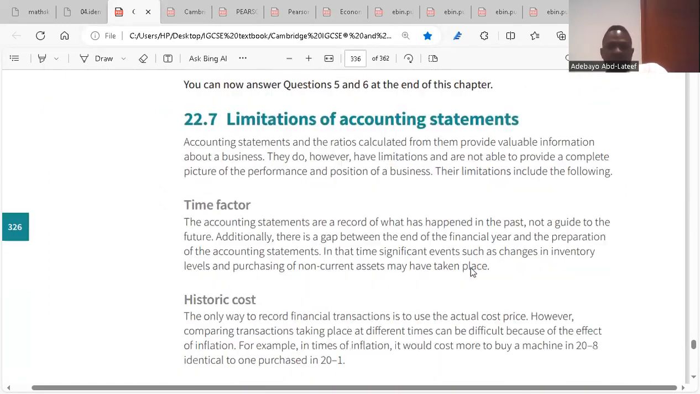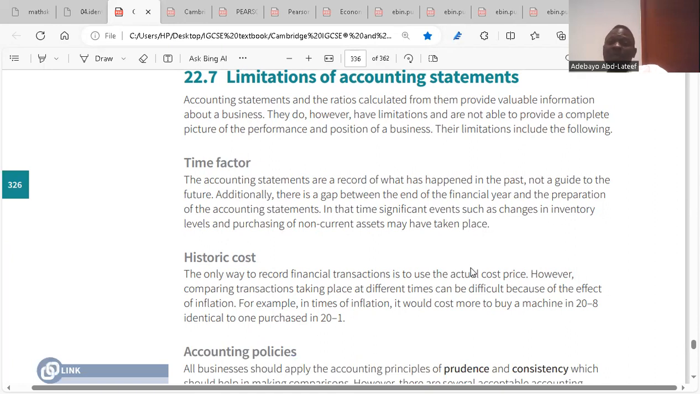So what are the limitations of accounting statements? Number one, time factor. The accounting statements are a record of what has happened in the past, not a guide to the future. Additionally, there's a gap between the end of the financial year and the publication of the accounting statement. In that time, significant events such as changes in inventory levels and purchasing of non-current assets may have taken place. So the first limitation of accounting statements is the time factor.